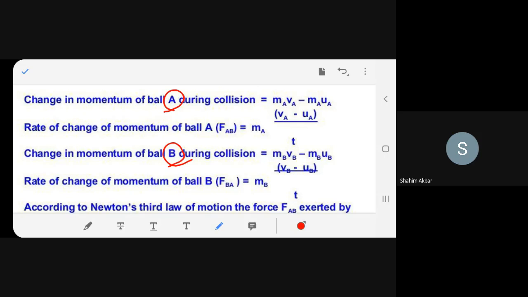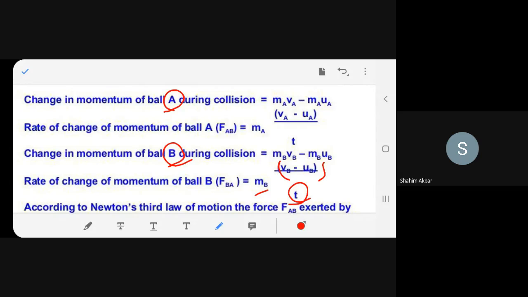What will the rate of change of momentum be? Obviously, when A is colliding with B, that is action, the reaction will be force FBA. It will be MB, common is MB. You can see over here, MB is common, and then what remains inside the bracket is VB minus UB divided by T. So that is the rate of change of momentum of ball B.